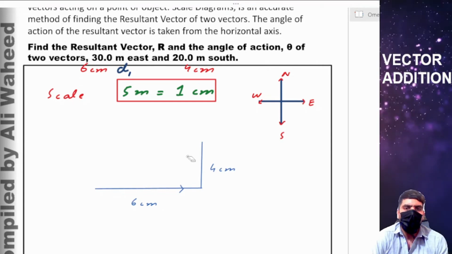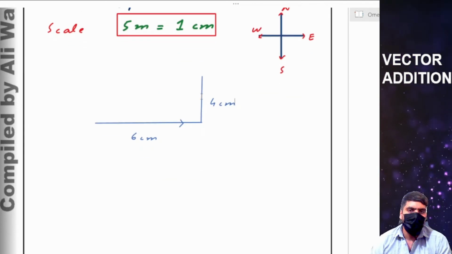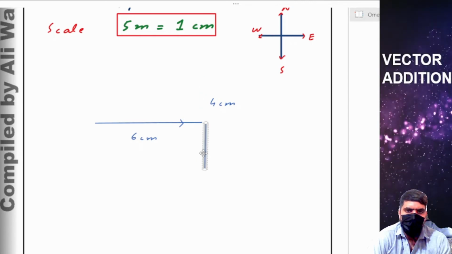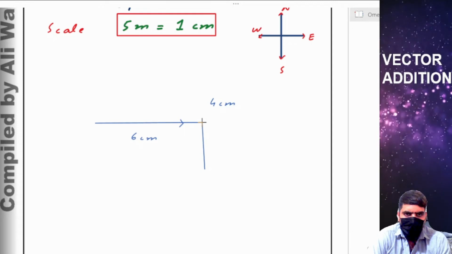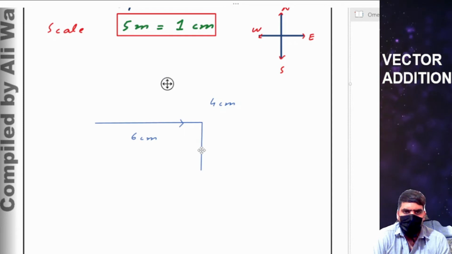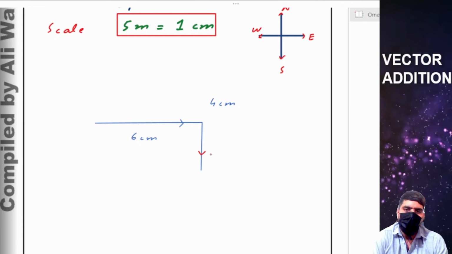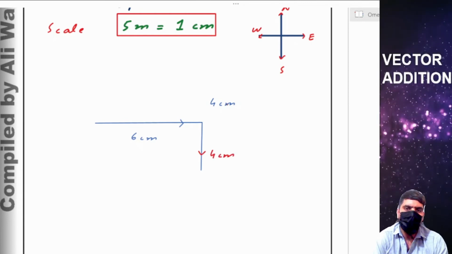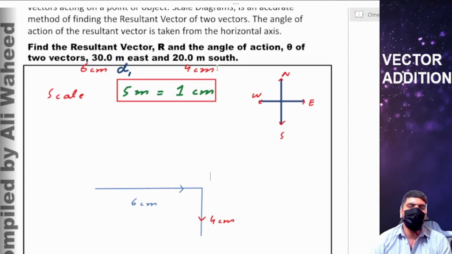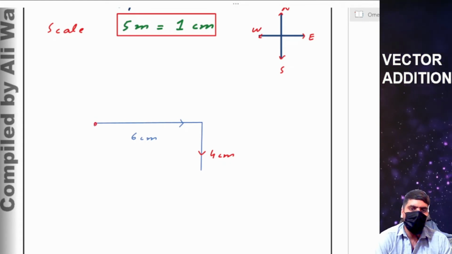We draw the arrow. It has to be towards the south. So for the same length, let's put it downward because it has to be towards the south. On the sheet of paper, south is downwards. So we draw it like this. Then we draw the arrow as well. Arrow represents the direction. So 4 centimeters in length, which for the actual thing is representing 20 meters.